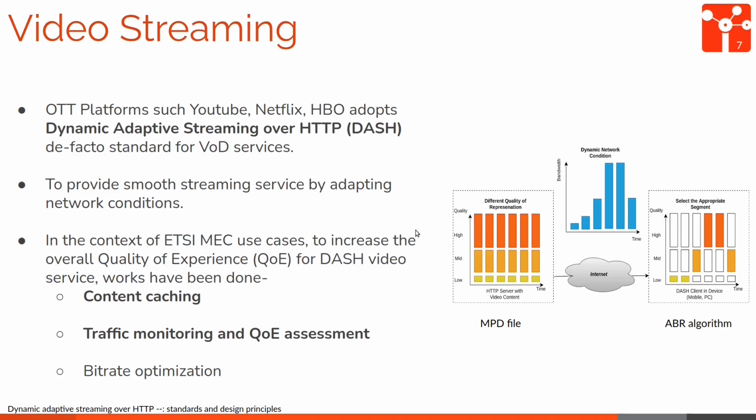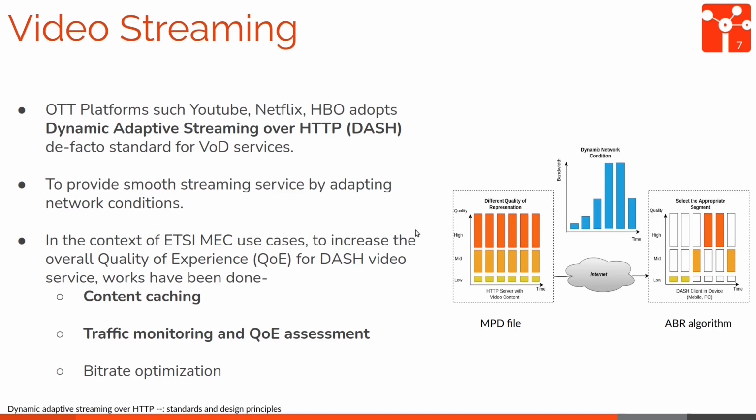So, in the context of ETSI-MEC use cases, to increase the overall quality of experience, or QoE, for DASH video service, the work done until now has been in the scope of content caching, traffic monitoring, QoE assessment, and bitrate optimization. In the literature, several works propose efficient ways of content caching at the edge of the operator network. Also, a few works show efficient ways of traffic monitoring and QoE measurement at the edge of the network.